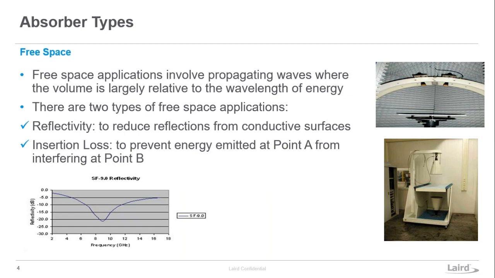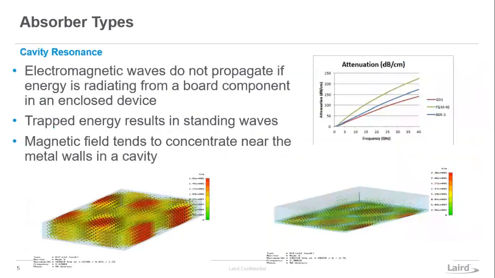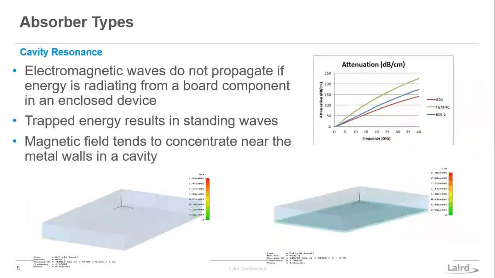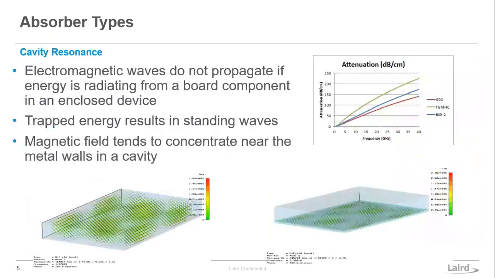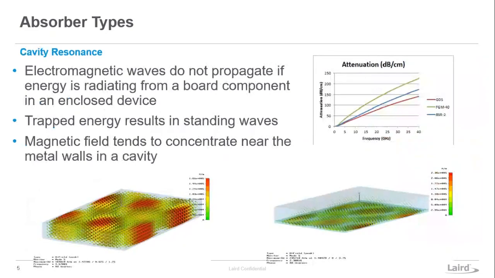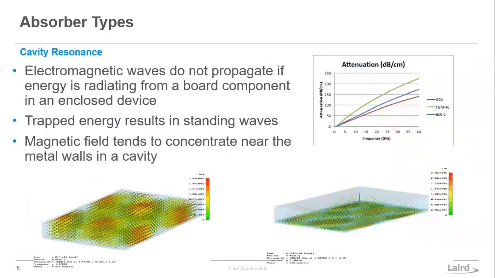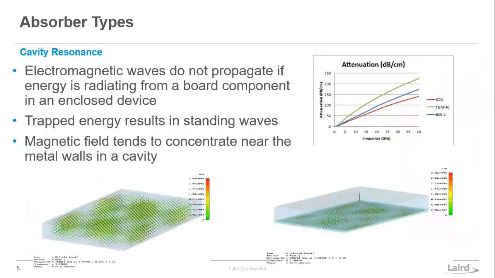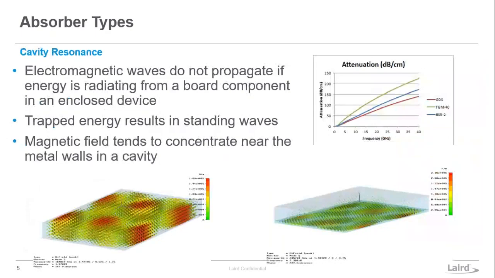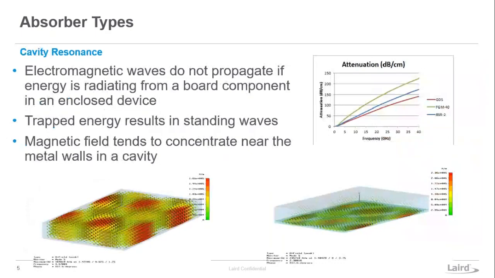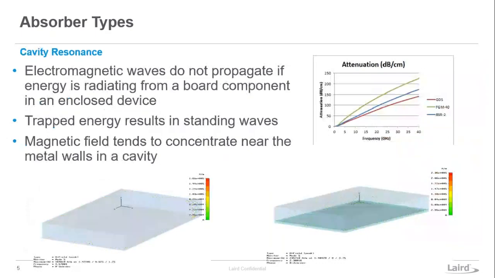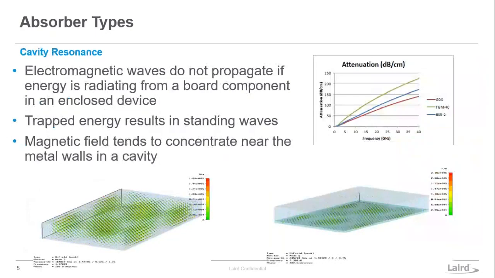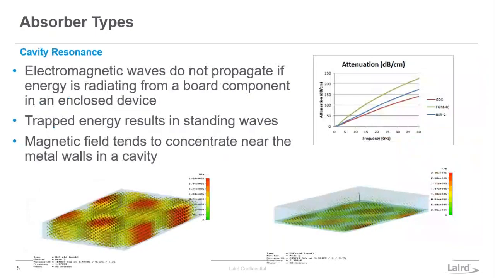The second category of absorber is what we call the cavity resonance. And here we are talking about waves propagating over a shorter distance. That means that this cavity resonance applies when we are talking about environments at the PCB or electronic enclosure level, not the outdoor application.